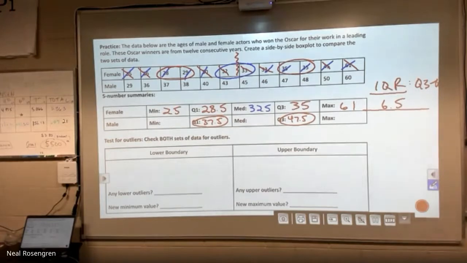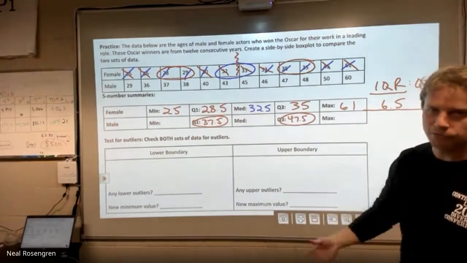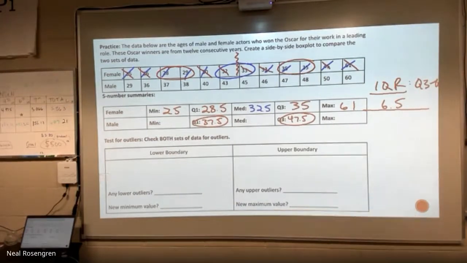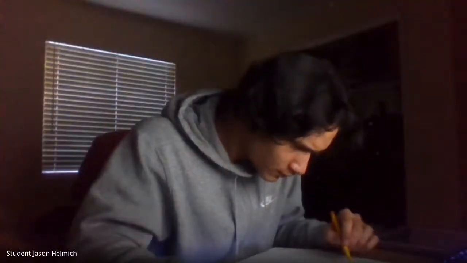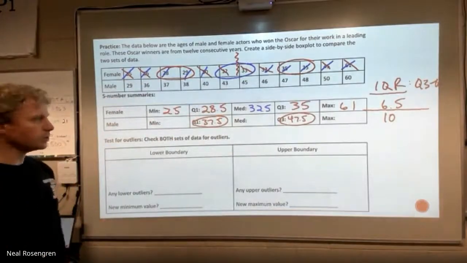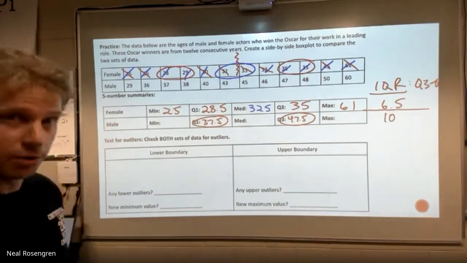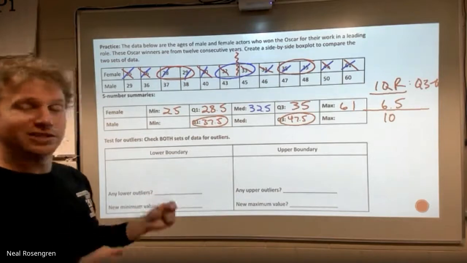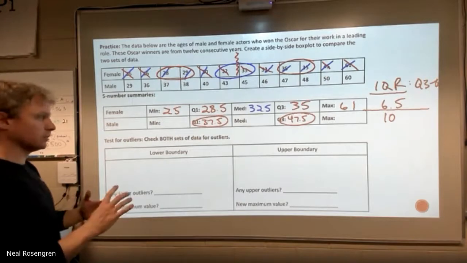And then we do the same thing for the males, because you might have an outlier for one, but not for the other, because it's different data. And that would be 47.5 minus 37.5, which is 10. Cool. Because now I got to do upper and lower boundaries for both of them to figure out, does the first set have any outliers? Does the second set have any outliers? And so we do the process separately, right?